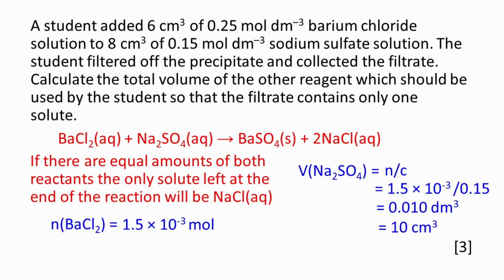Finally, we'll calculate the total volume of the other reagent which the student should use so that the filtrate contains only one solute. If there are equal amounts of BaCl2 and Na2SO4, the only solute left at the end of the reaction will be NaCl. We can work out the volume of Na2SO4 required using volume equals amount divided by concentration. This works out to be 0.010 dm³. Convert to cm³ by multiplying by 1000.